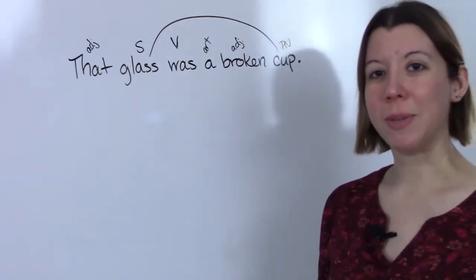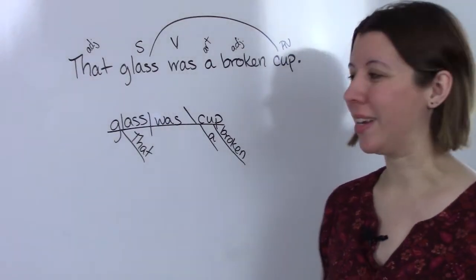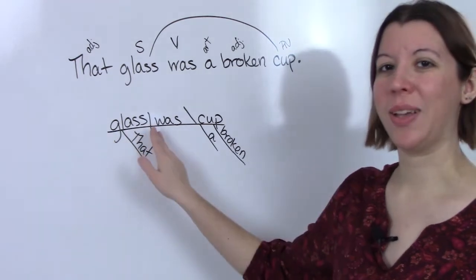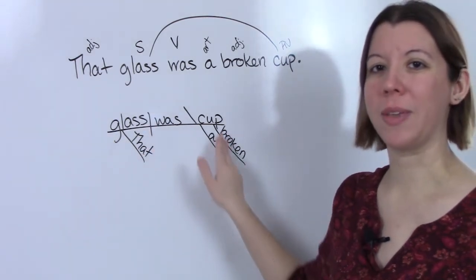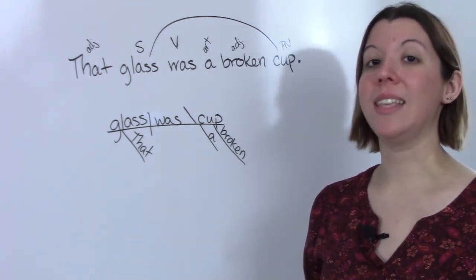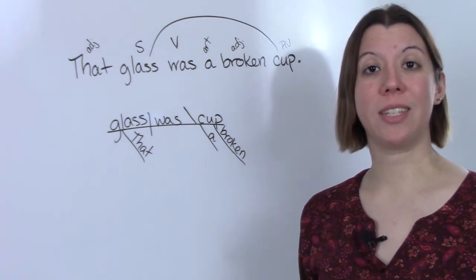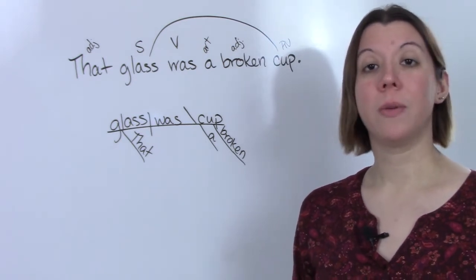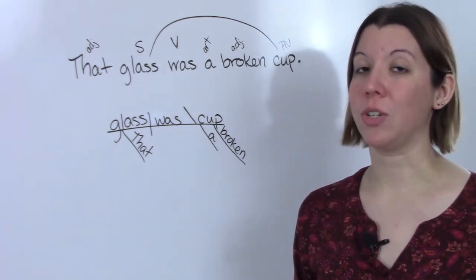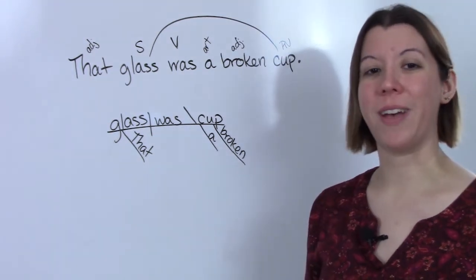Now that all of my labels are done, I'm ready to diagram. Lots of modifiers in this one. That glass was a broken cup. Starting to make sense? This is building on skills that we already know. It might help to connect this learning to articles. Remember, articles are a special kind of attributive adjective. They also go underneath the noun that they modify.